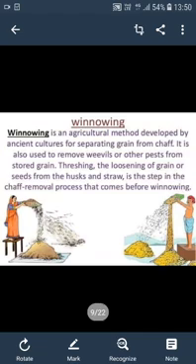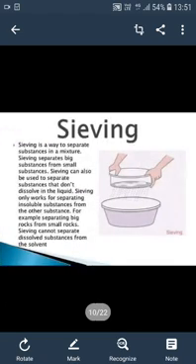Children, see the picture. When the mixture of wheat grains and husk is dropped from a certain height, the wheat grains, being heavier, fall vertically down to form a heap. Husk, being lighter, is carried by the wind and forms a separate heap at a distance. So the process of separating the lighter particles from the heavier ones with the help of wind, we call winnowing.